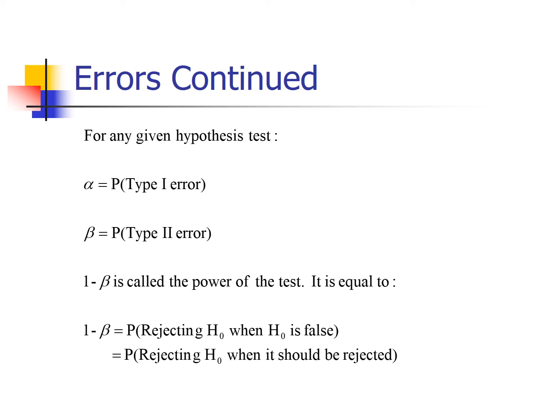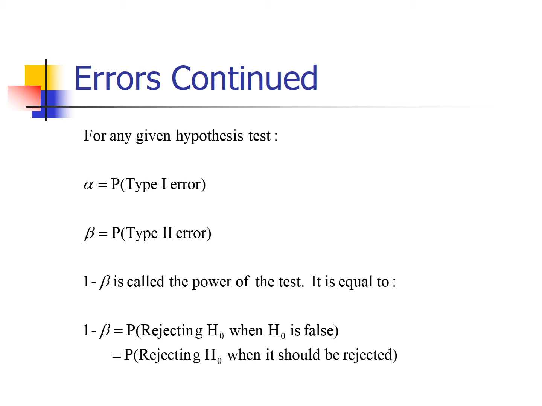Now, for any given hypothesis test, there's two errors that we can make. There's the type 1 error and the type 2 error. The probability of making these errors is given a name. We use the Greek letter alpha, that's the first symbol, to denote the probability of a type 1 error. We use the Greek letter beta, the second symbol, as the probability of a type 2 error.